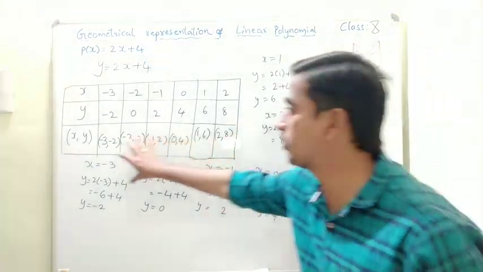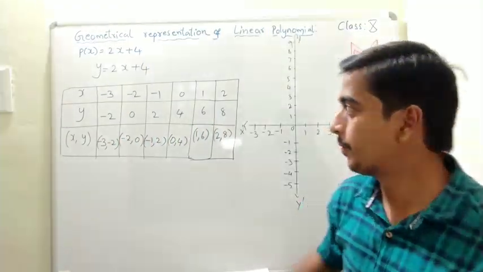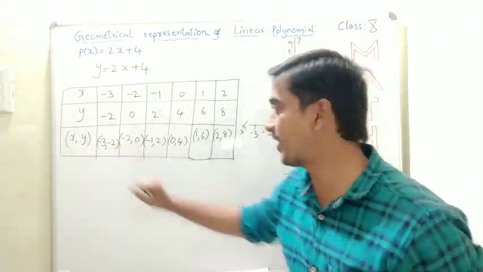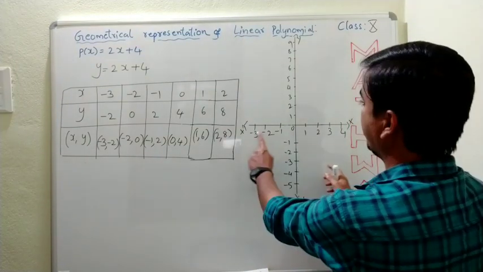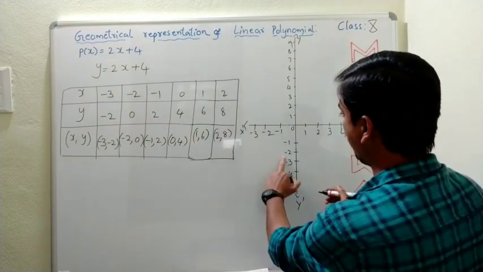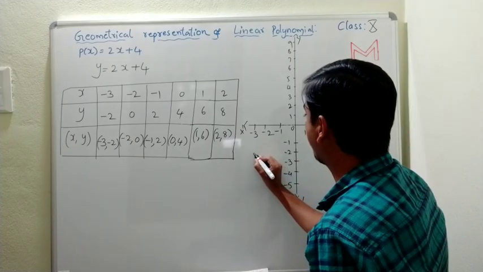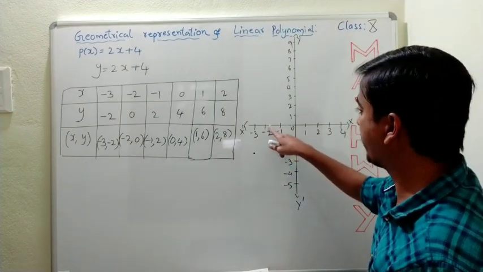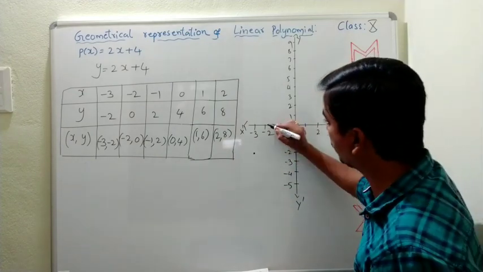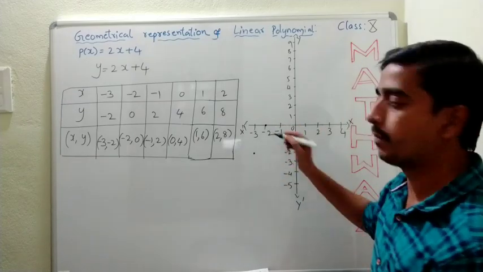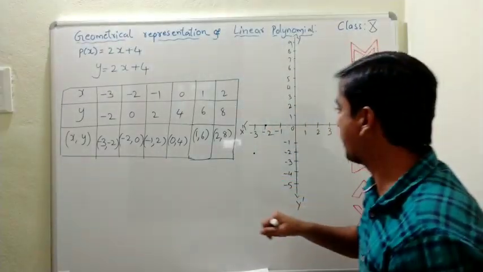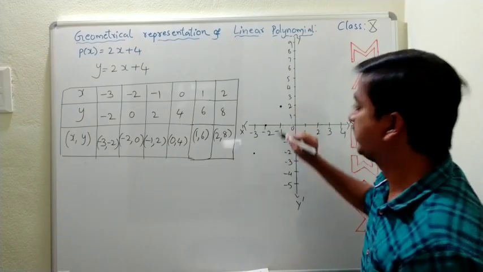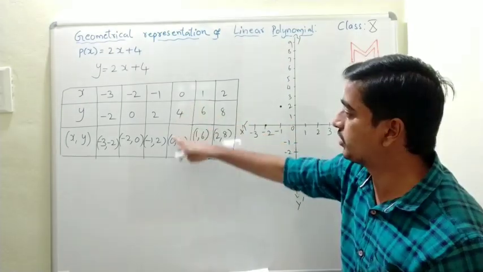Now we have to plot these coordinates on the graph. The first point is minus 3 comma minus 2. The x coordinate is minus 3 and the y coordinate is minus 2, so at this point we get minus 3 comma minus 2. The second point is minus 2 comma 0. The x coordinate is minus 2 and the y coordinate is 0, so we get the point at minus 2. The third point is minus 1 comma 2. The x coordinate is minus 1 and the y coordinate is 2, so here we get it. The next is 0 comma 4.